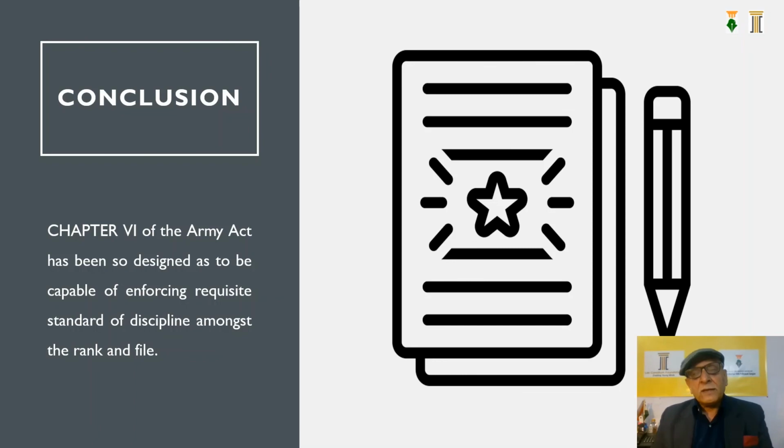You would thus see that in this way the Army Act has designed a number of offenses which have been placed in order of severity as regards consequences or the punishment, and then section 71 lists out the punishments that can be awarded for commission of those offenses. And this chapter 6 has been so designed as to be capable, in this manner, to enforce the requisite standard of discipline amongst the rank and file of the people in uniform.